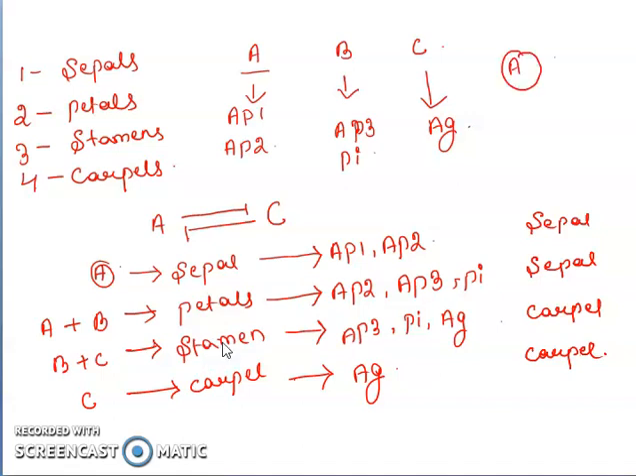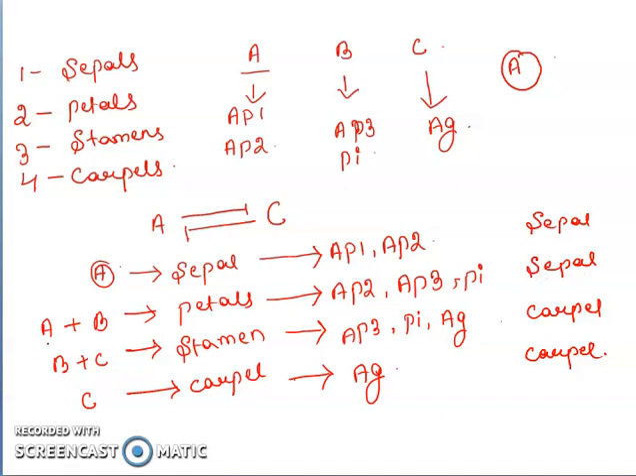Through the question, it has been given that in the first hole there is presence of sepal, and the A class gene is responsible for the formation of sepal. So here we get that the A class gene is not mutated.